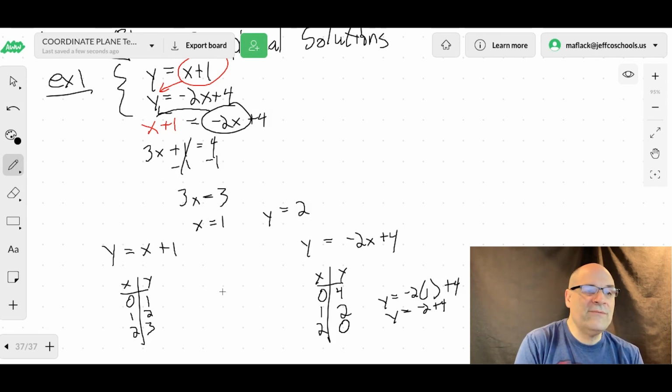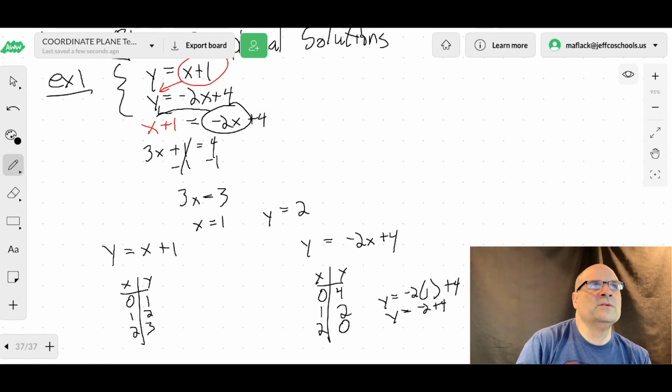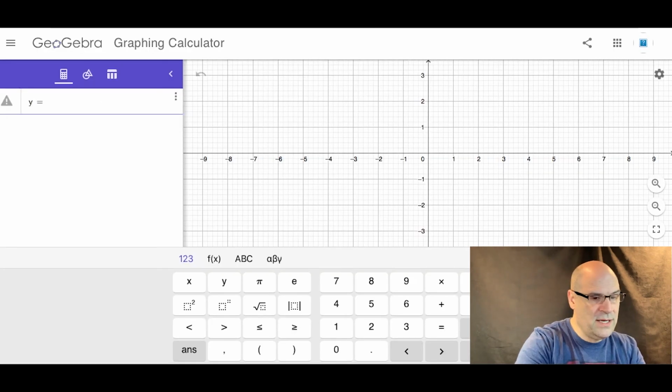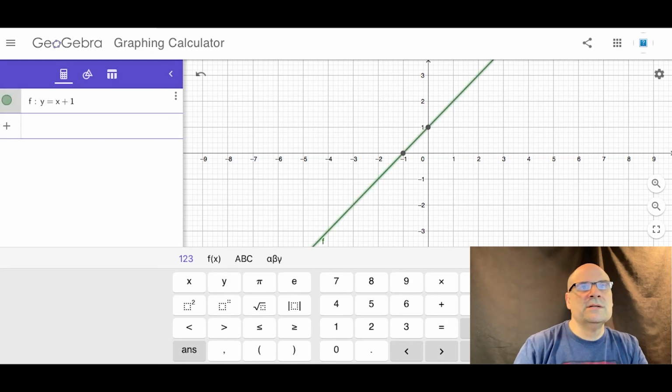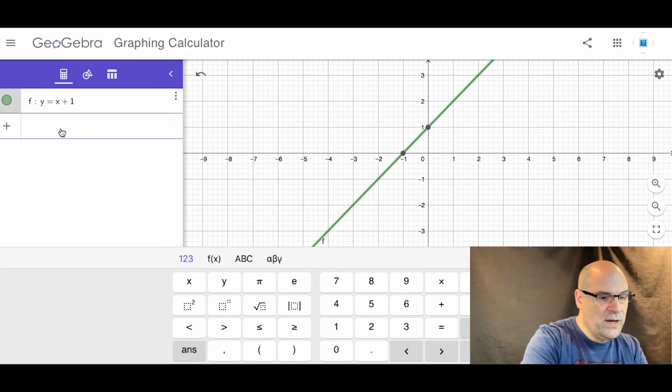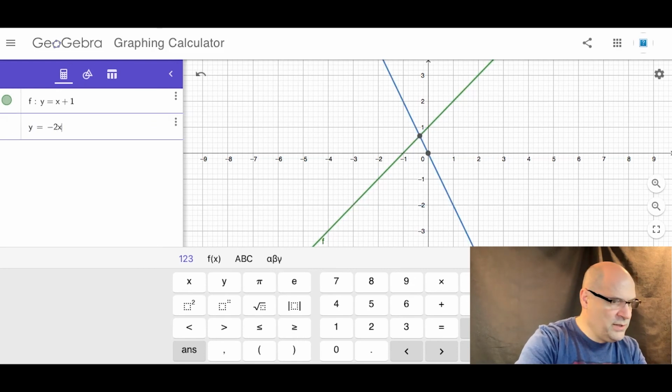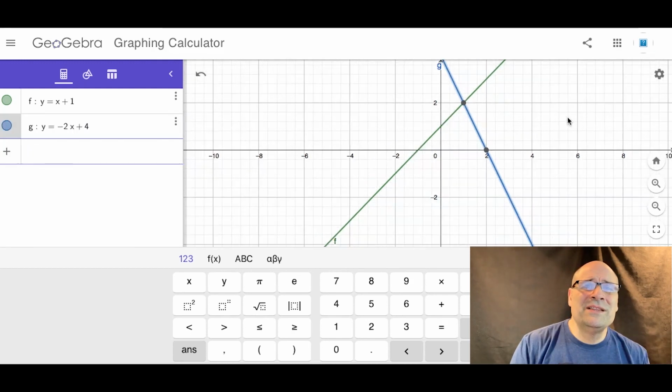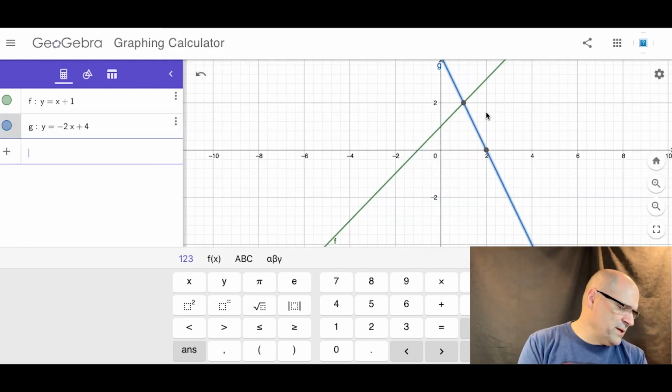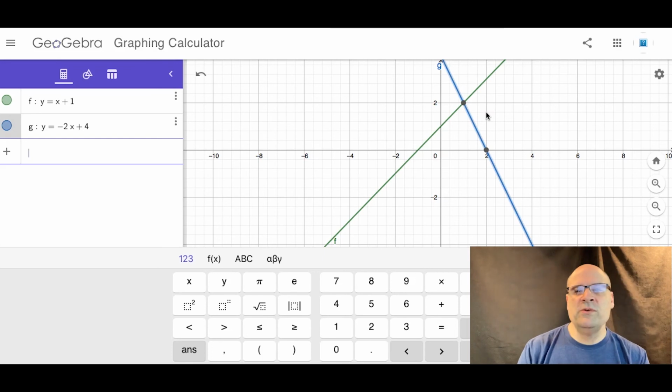Okay, so if I graph these, I'm going to go over to my nice little graphing calculator here. Y equals x plus 1. So there's one of my equations. Here's my other equation, y equals negative 2x plus 4. You can do it this way, and we talked about the slope-intercept form, and we'll review that. I'm going to show you that in this lesson as well.